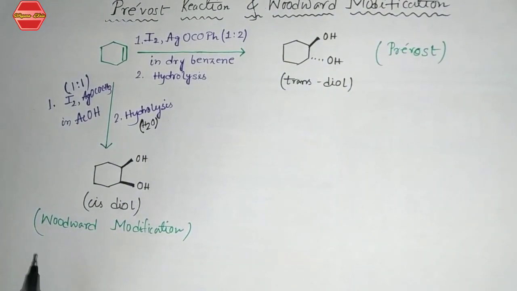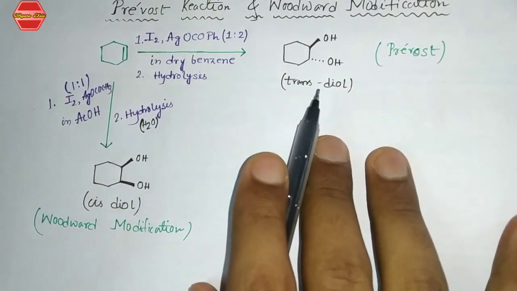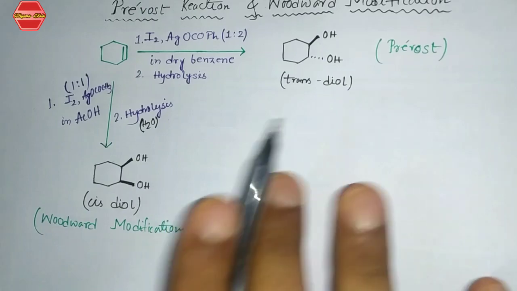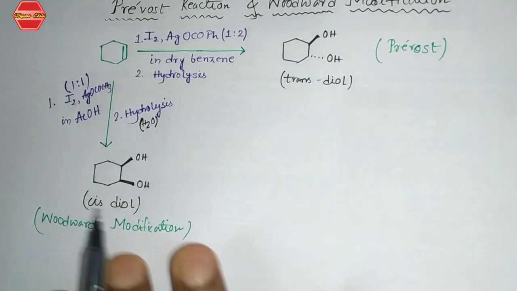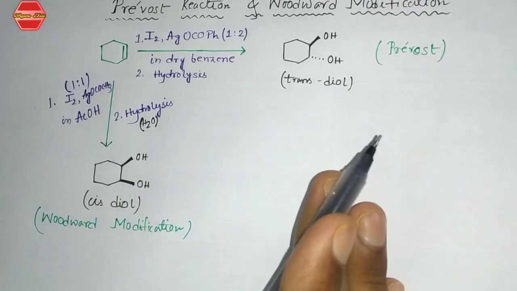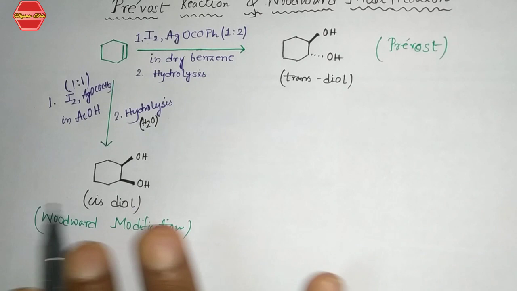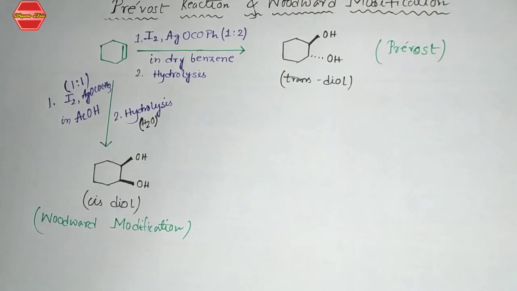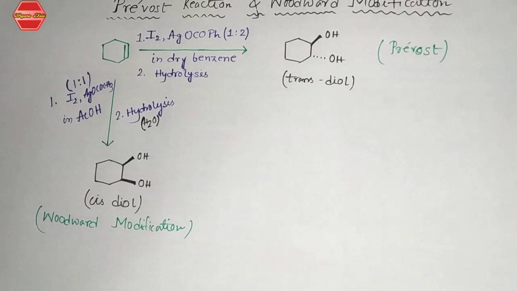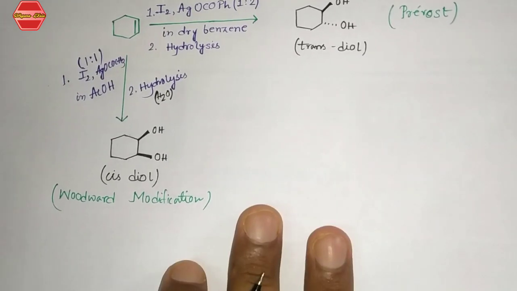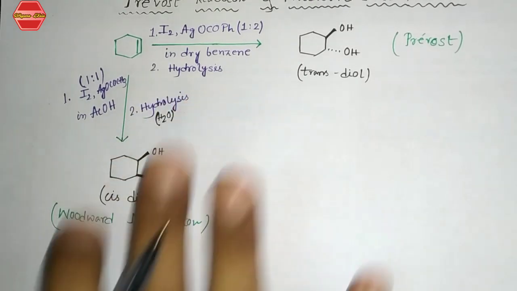So this is your Woodward modification. The Prevost reaction was generally reported in 1933, and after 25 years Woodward and one more scientist modified this Prevost reaction, and this formed the Woodward modification. Okay, so let's start and see how the mechanism proceeds and how the overall reaction goes. First we are taking into consideration the Prevost reaction.